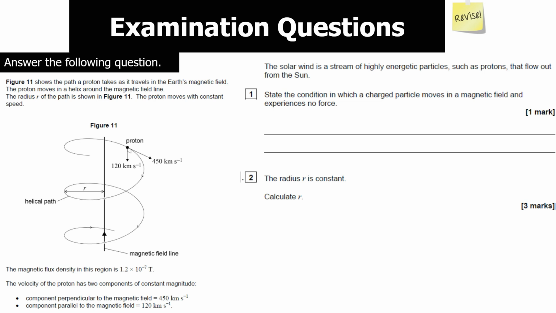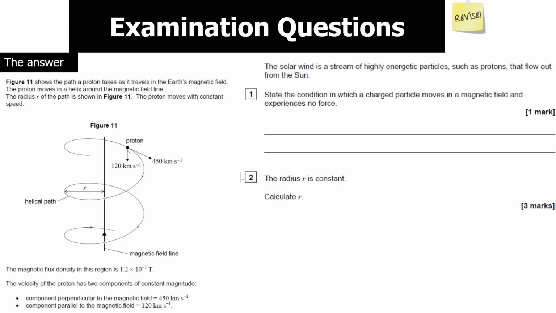The component perpendicular to the magnetic field is 450 kilometers per second, and the component parallel to the magnetic field is 120 kilometers per second. The solar wind is a stream of highly energetic particles, such as protons, that flow out from the sun. State the condition in which a charged particle moves in the magnetic field and experiences no force. The radius r is constant, and calculate r. So pause the video now, then unpause the video when you want to go through your answer. Right, so how do you answer this question?